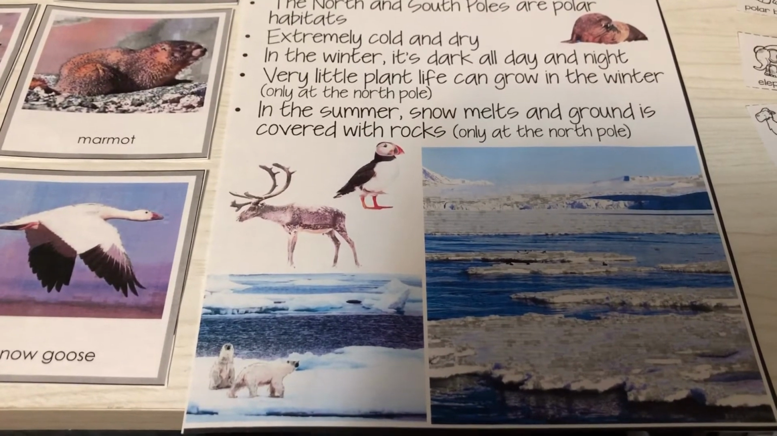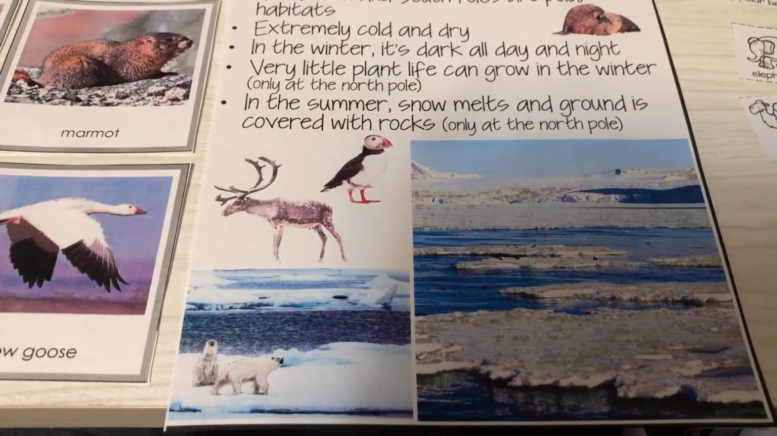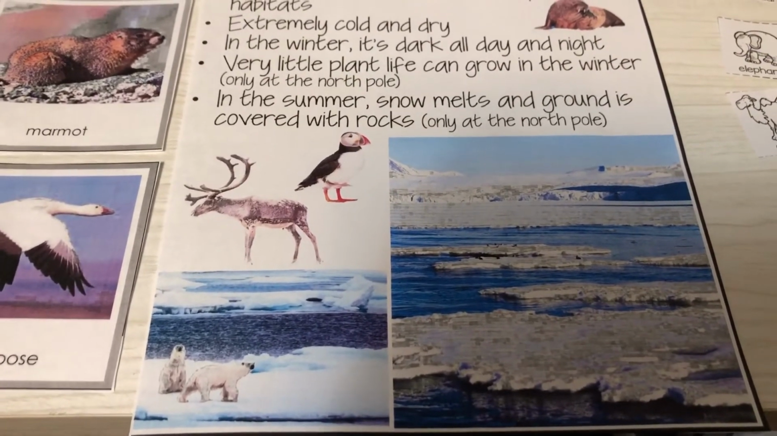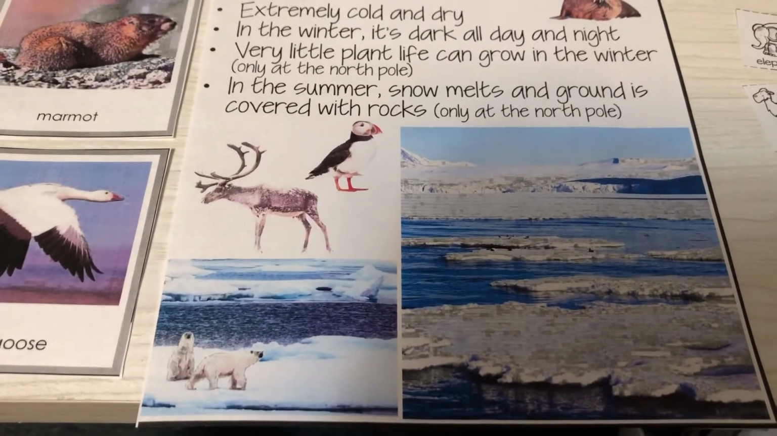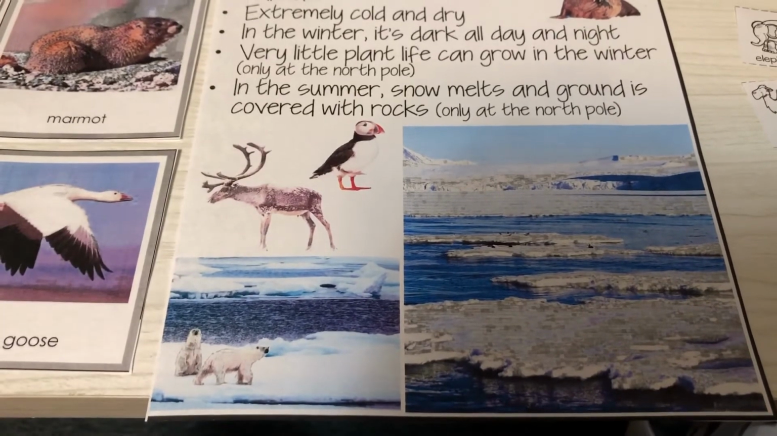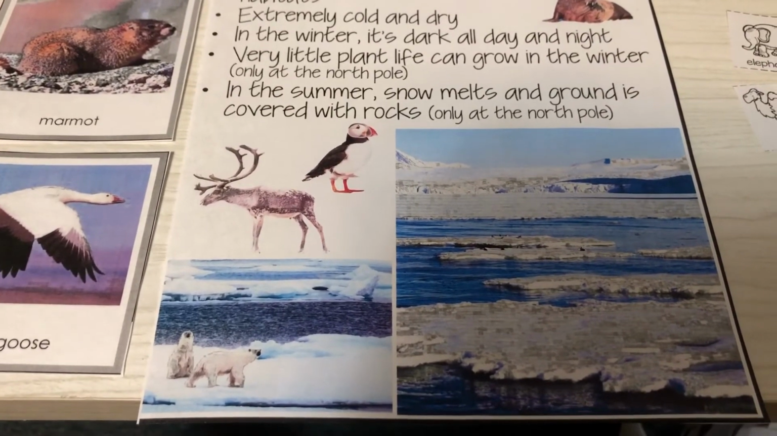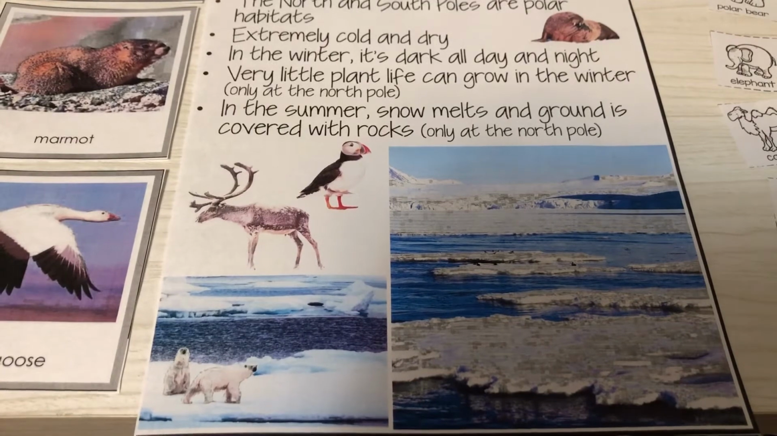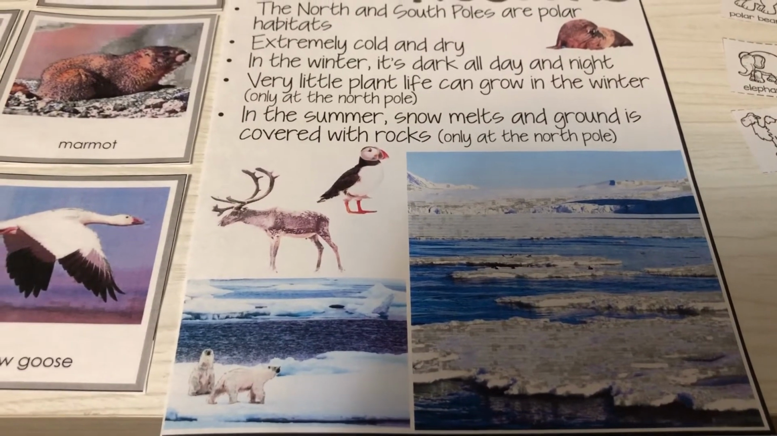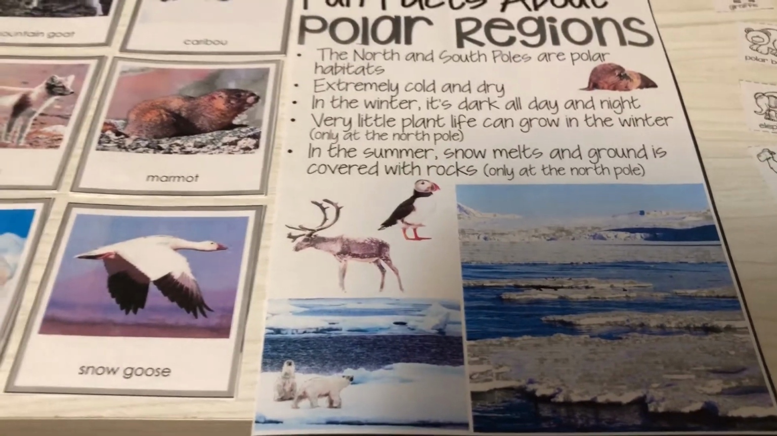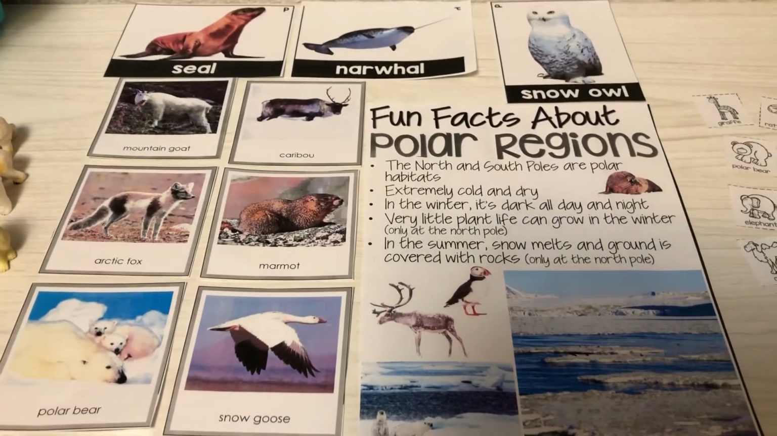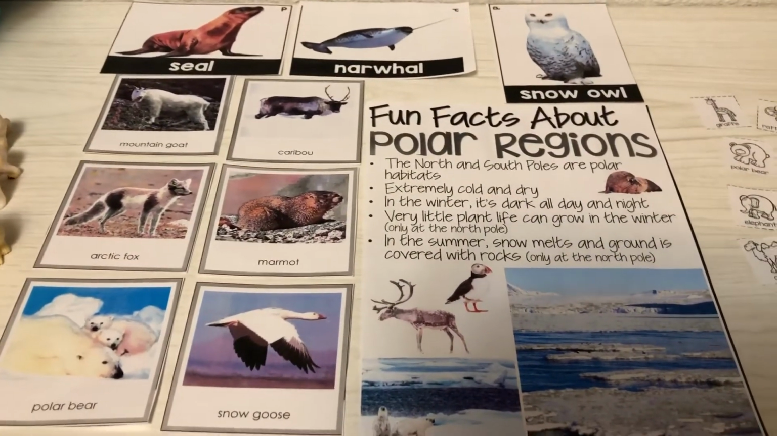In the summer, snow melts and the ground is covered with rocks, but only at the North Pole. The snow does not melt in Antarctica at the South Pole. If you have looked at the oceans box, you'll learn that the sea around Antarctica is called the South Sea or the Antarctic Ocean, just like the sea around the Arctic or the North Pole is the Arctic Ocean.